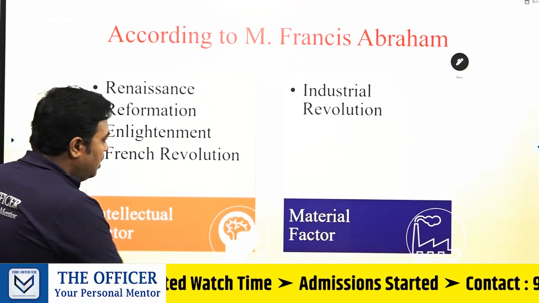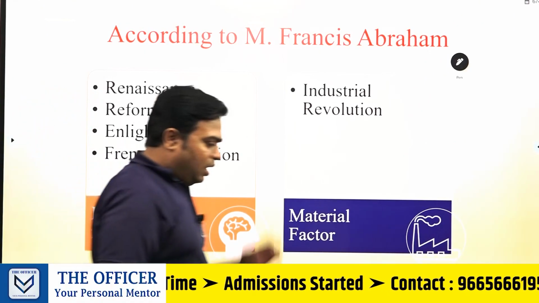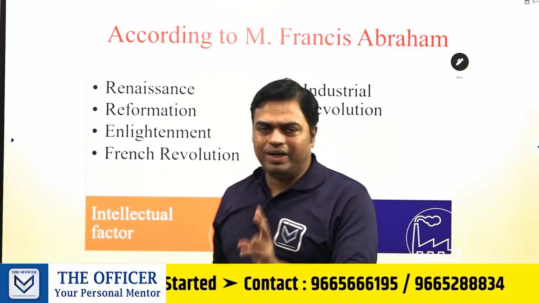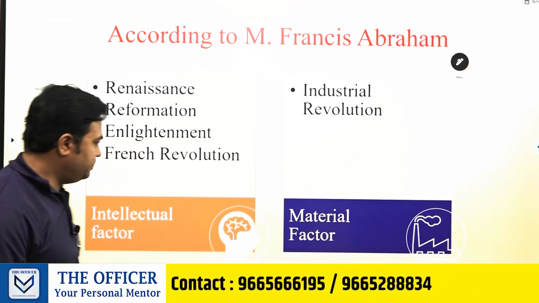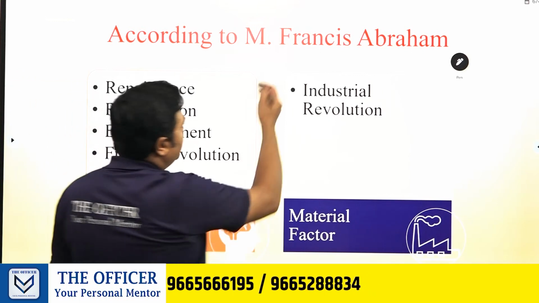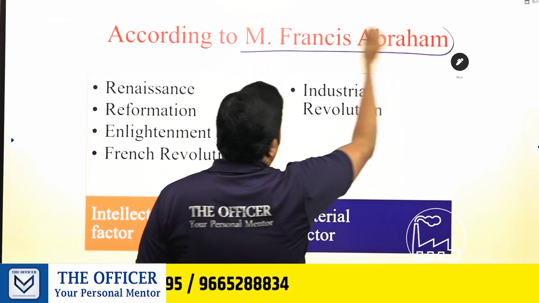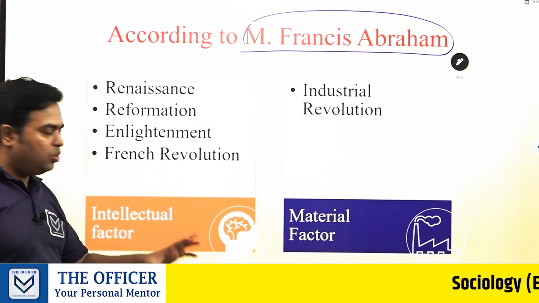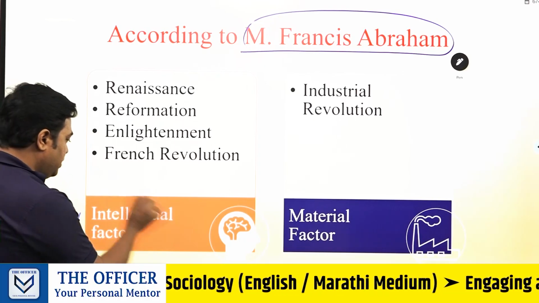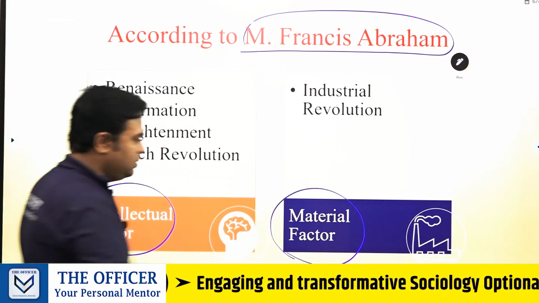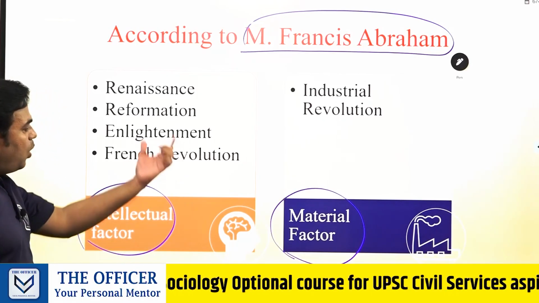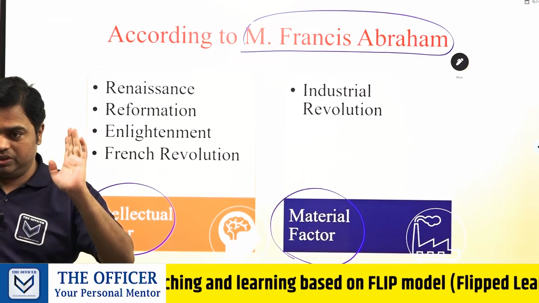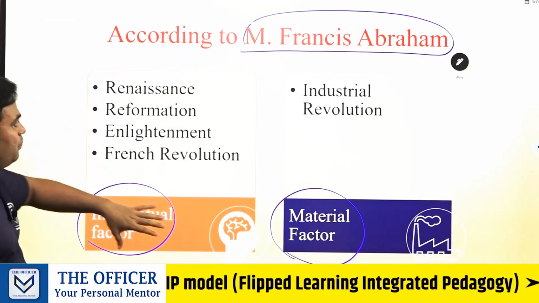Now, all the social changes which took place in this time have been clubbed into two categories by Francis Abraham. According to Francis Abraham, all these factors we can divide into two categories. First, intellectual factors, and second, material factors. And all these factors, intellectual and material, led to the emergence of sociology. Now, what does he say? According to M.